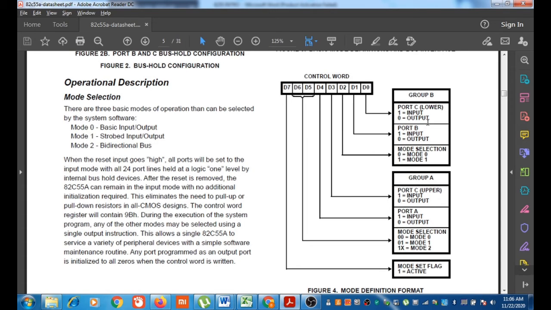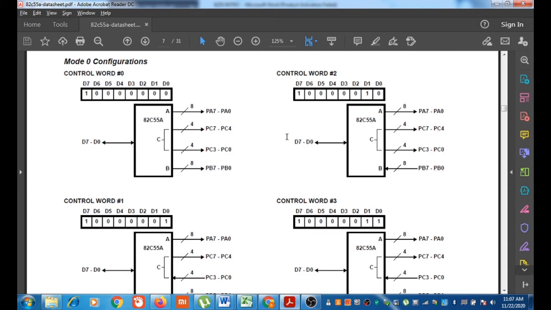This can be configured in four ways. This can be configured in four ways. So total 16 ways. So that is, in mode 0, group B can be configured in four ways, group A can be configured in four ways, so total 16 ways. Let us check what are these 16 ways. The mode 0 configurations and corresponding control words.